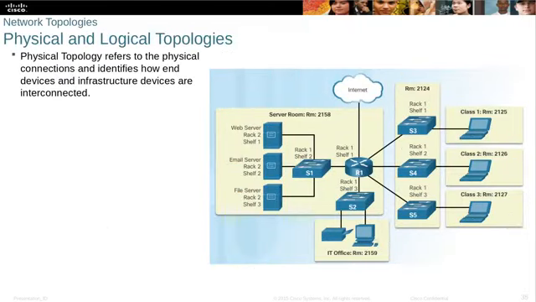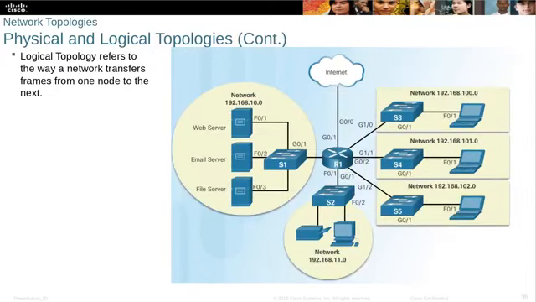Physical and logical topologies. Physical topology refers to the physical connections. It actually identifies how the end devices and infrastructure devices are connected together, literally how they're wired together. A logical topology refers to the way the network transfers frames from one node to another. Okay, so this is more related to the addressing that's used, specifically the IP addressing.